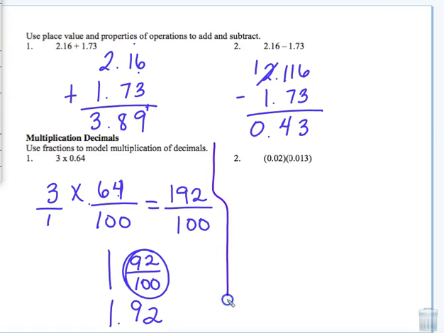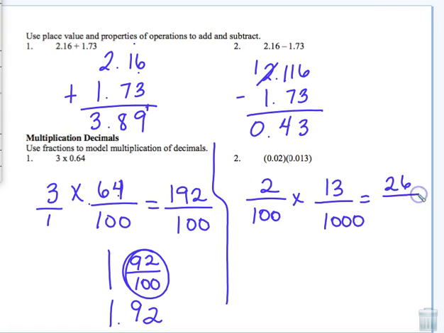On number 2, we have 2 hundredths times 13 thousandths. So that's 13 out of 1,000. When I go ahead and multiply, that's going to give me 26 out of 100 times 1,000, which would be 100,000. And so I have 26 100 thousandths.